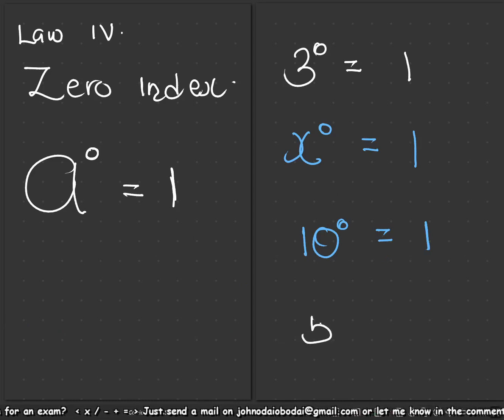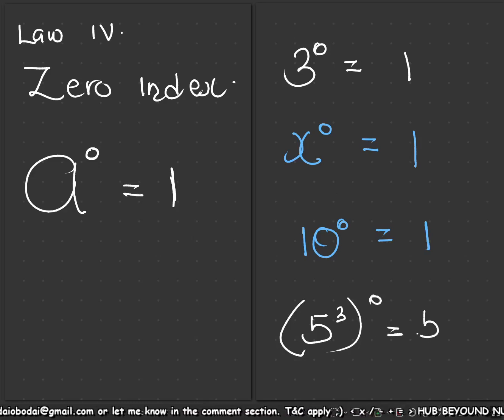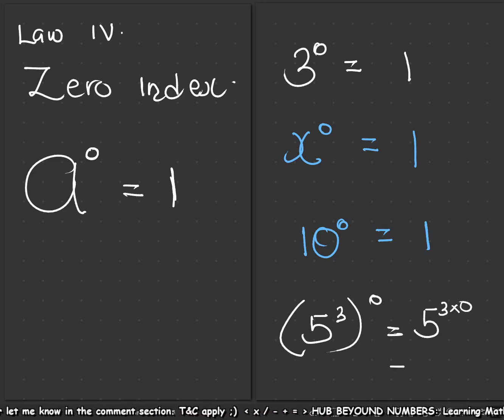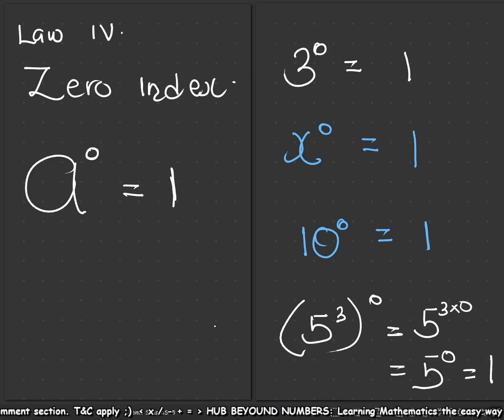Now let's look here. What of 5 raised to the power 3, all to the power 0? What answer is it going to give us? Now you are going to apply the power rule here. So you have 5 raised to the power 3 times what? 0. And that ends up giving you 5 raised to the power 0, which is also 1. You get it? So anytime you solve index notations and you get a power of 0, it simply means it is 1.